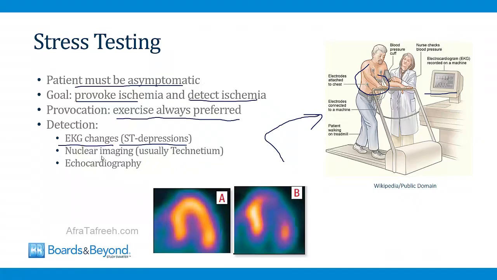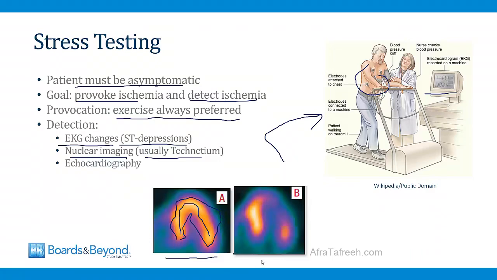One common way to do this is through nuclear imaging, usually with the radioisotope called technetium. If you look at the images at the bottom of the screen, on the left side is a patient's heart at rest after injection with technetium. Technetium turns the left ventricle this orange-yellow color here, and it indicates areas of perfusion. And in this image in A, the entire left ventricle is yellow. That indicates normal perfusion to all the walls.